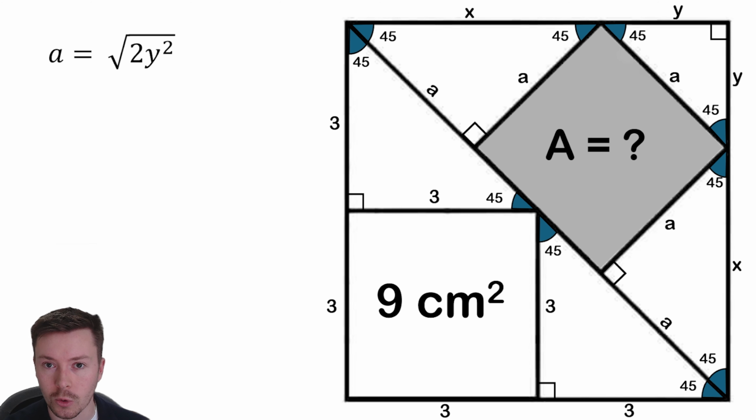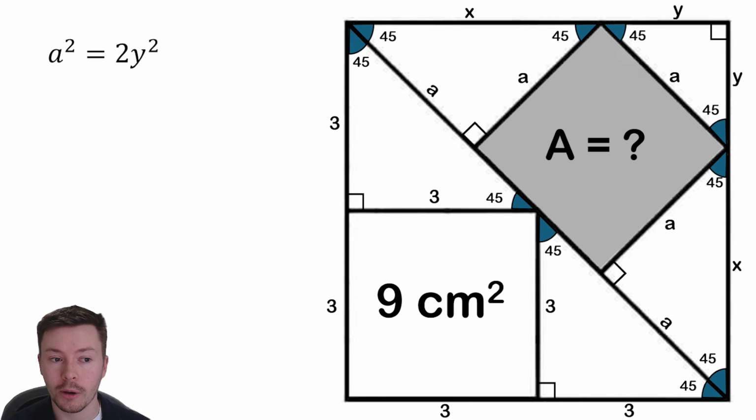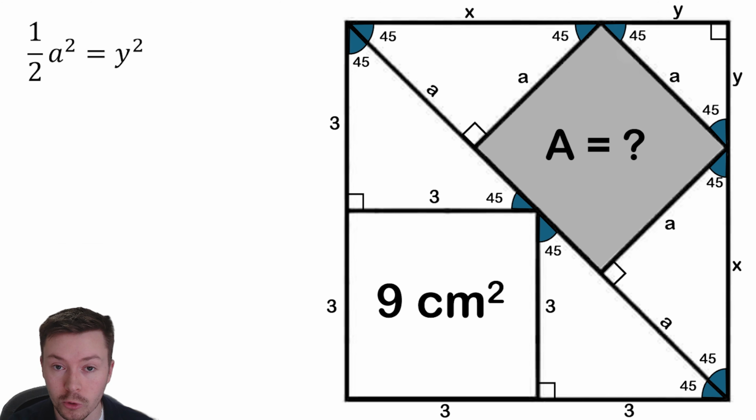So we get 2y squared, because that's y squared add y squared, inside the square root symbol. Now, I want to get y equals, because then I can do x add y, hopefully, and I can get that equal to 6 and then solve it from there. So I'm going to square both sides here, and that's going to give me a squared is equal to 2y squared. I then need to divide by 2, so I get half a squared is equal to y squared, and then I need to square root that.